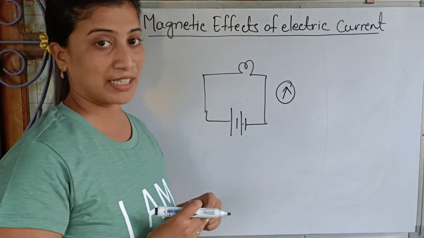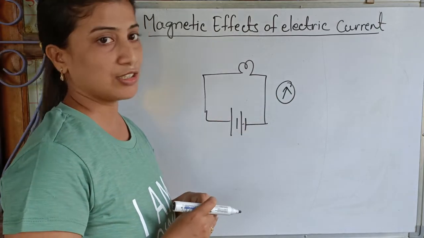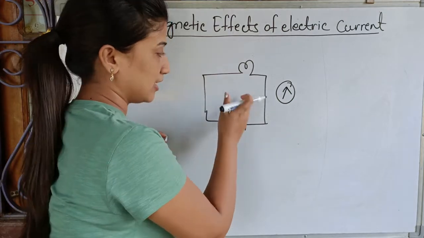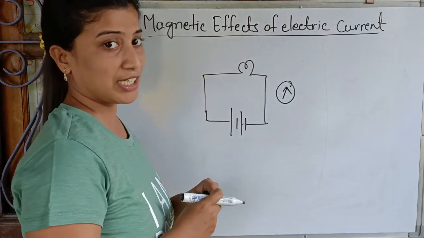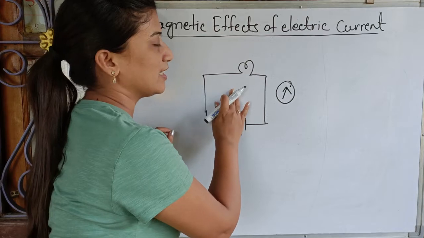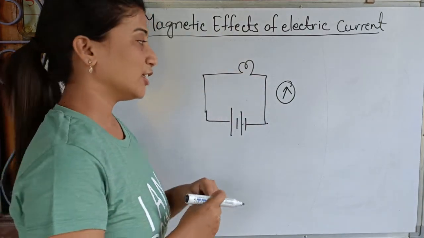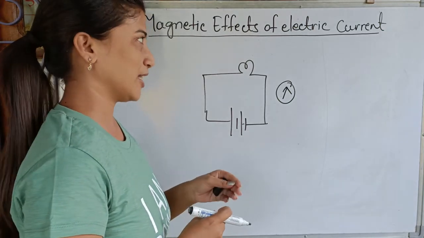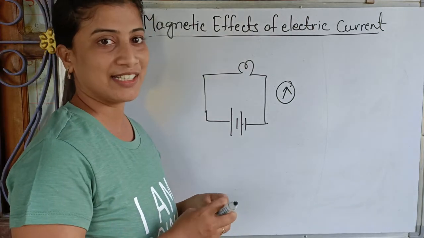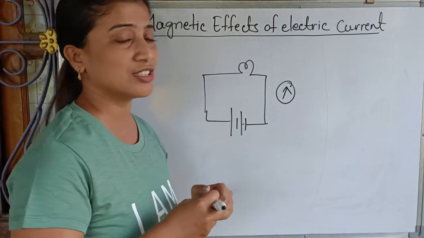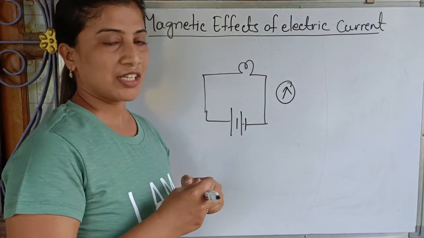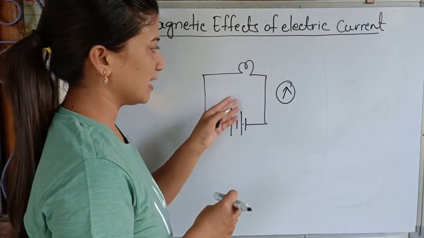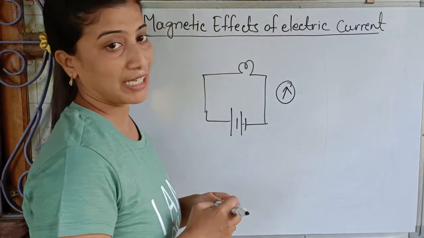This deflection in this magnetic compass shows there is a magnetic field, but there is no other magnet other than this circuit. That means we get to know that this electric current is producing the magnetic field due to which this magnetic needle is deflecting, and this effect is known as the magnetic effect of electric current. This experiment was first demonstrated by scientist Hans Christian Ørsted, and from that day we started considering that electric current is having some magnetic effect.